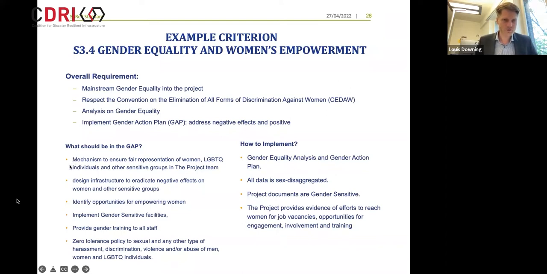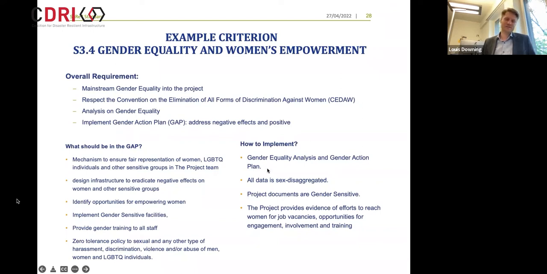So a mechanism to ensure fair representation of women in the project team, to design infrastructure to eradicate negative effects on women and other sensitive groups, identify opportunities for empowering women, implement gender sensitive facilities, which could mean lighting, safety, sanitation, provide gender training to all staff, and then to have a zero tolerance policy to sexual and other types of harassment, discrimination, violence, and or abuse of men or women, LGBTQ individuals. And then some of the ways of how to implement that.